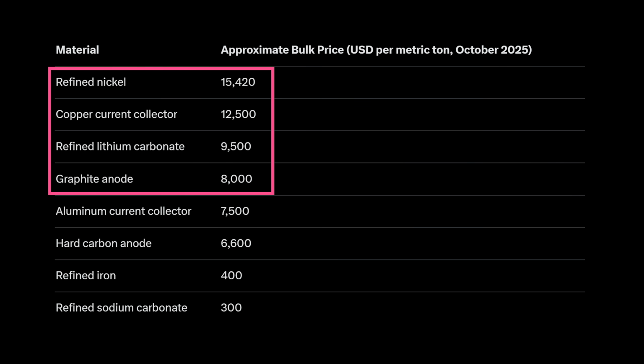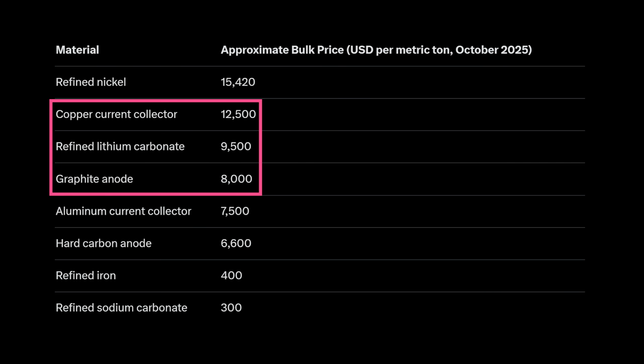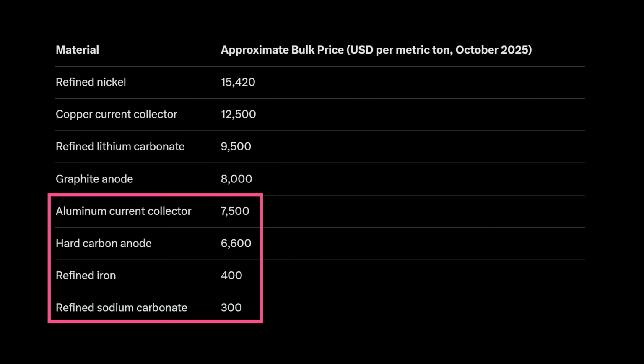A high-nickel lithium-ion battery cell uses mostly the top 4 expensive materials in the table: copper, nickel, lithium, and graphite, with one low-cost material, aluminum. An LFP battery uses 3 high-cost materials: copper, lithium, and graphite, and 2 low-cost materials, iron and aluminum. Sodium-ion batteries use low-cost materials for all 4 of its major inputs: hard carbon, aluminum, iron, and sodium carbonate.